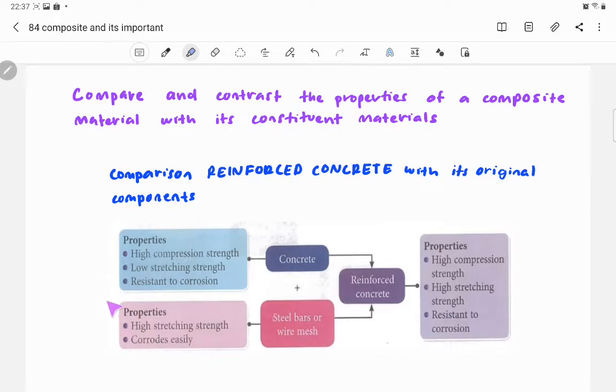So from this combination, concrete and also steel bar or wire mesh ni, dia complement each other, and then dia boleh overcome dia punya disadvantages tadi lah, and then dia jadilah which is called reinforced concrete, where the properties are high compression strength, high stretching strength, and also resistant to corrosion.